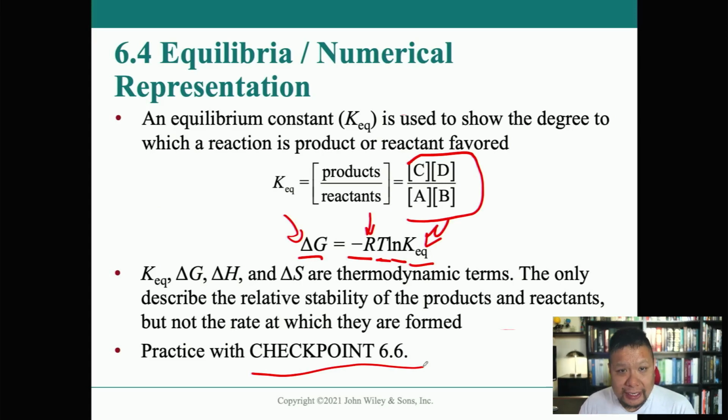KEQ, delta G, delta H, and delta S are all thermodynamic terms. They only describe the relative stability of the products and reactants, but not the rate at which the products or the reactants are formed, right? We haven't even gotten to a rate yet. Yes, and we'll see that in just a second.